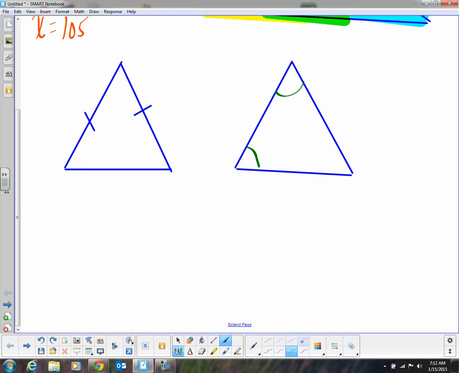If two sides are equal, then there was a theorem that said the angles opposite the equal sides are what? Congruent. Okay? And then the converse: if you have two equal angles, then the sides opposite those angles are what? Congruent. This was the first time we talked about a side being opposite an angle or vice versa.